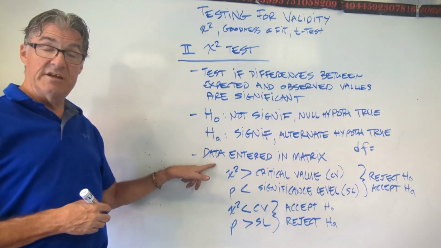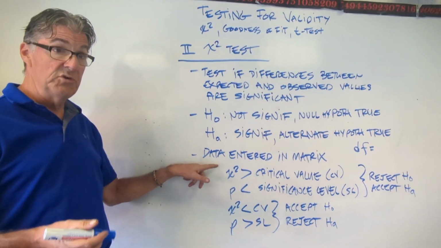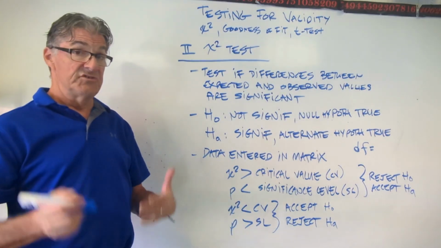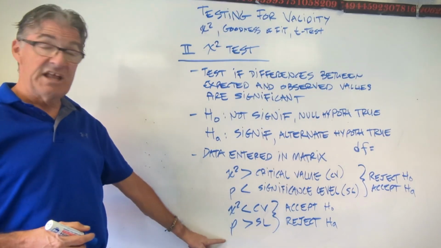And so you enter your data into a matrix. And this is a little different than any other chi-square calc we do, different steps on the calculator. So you want to be ready to do that. And then here's where we analyze our results.